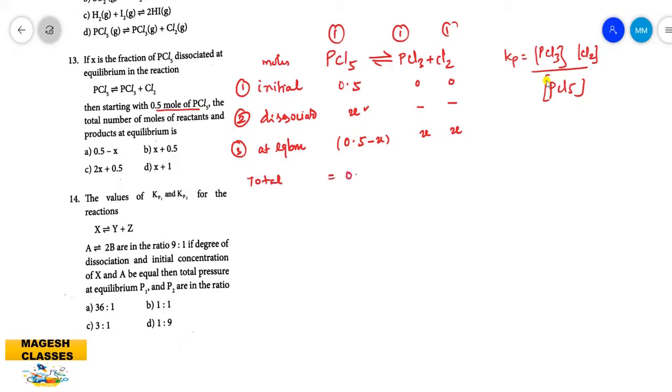Total is equal to 0.5 minus x plus x plus x. So this is equal to 0.5 plus x. The question is the total number of moles of reactants and products. Your answer is 0.5 plus x. So answer is B.